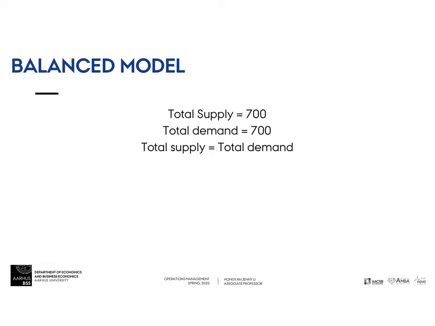In this particular example, we see the total supply is 700 units. Total demand is also 700 units. So that shows the total supply equals total demand, so that's a balanced model. That's how we identify whether a network model is balanced or not.